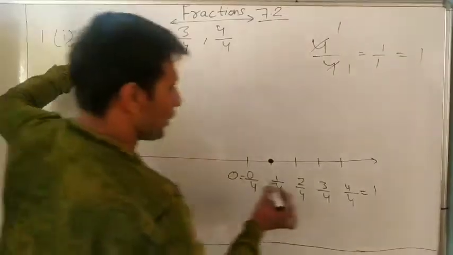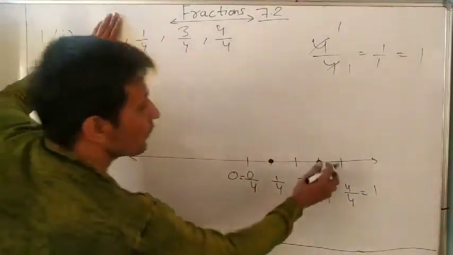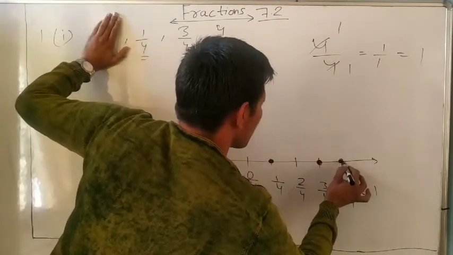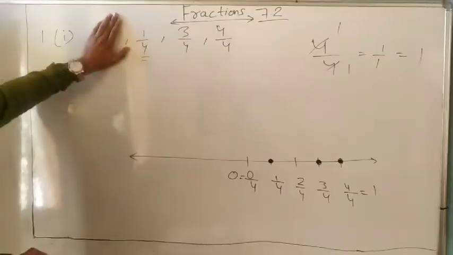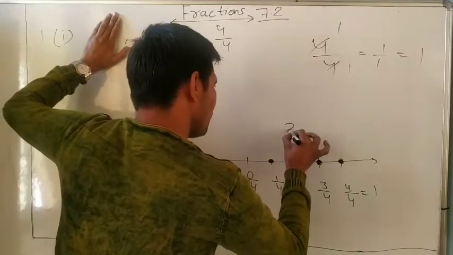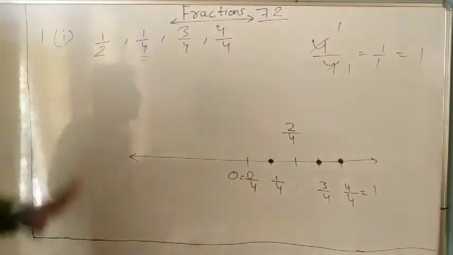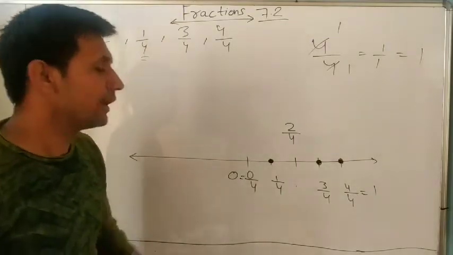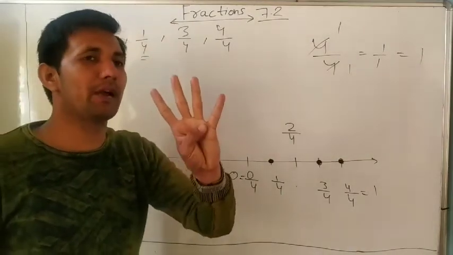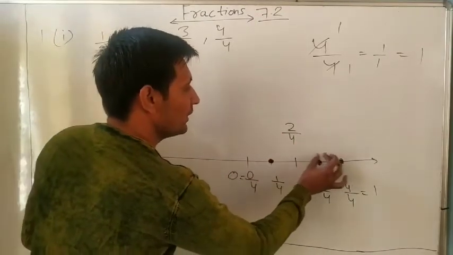Second is 3 upon 4. It is 3 upon 4. 4 by 4 is 4 upon 4. Now only one thing remains. I am writing 2 by 4 on the upper side. 2 upon 4 means 2 out of 4 equal parts. It means 4 is 4 equal parts, 2 is one side, 2 is one side. 1, 2. 1, 2.